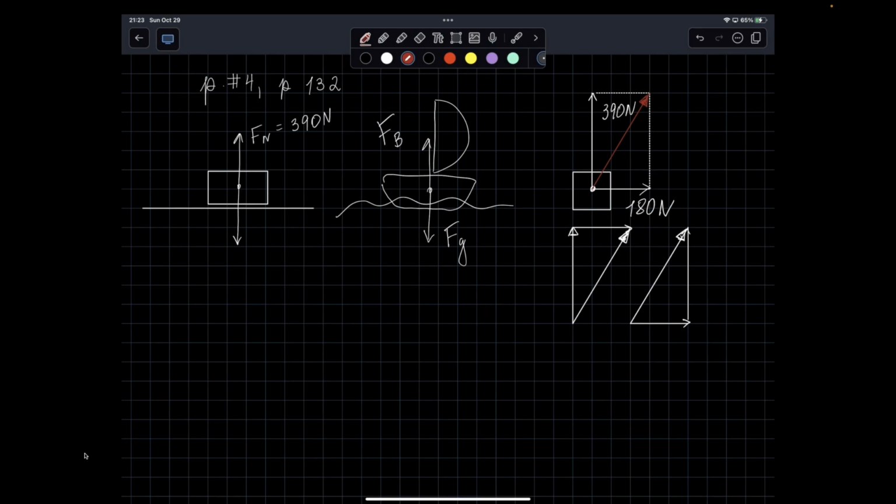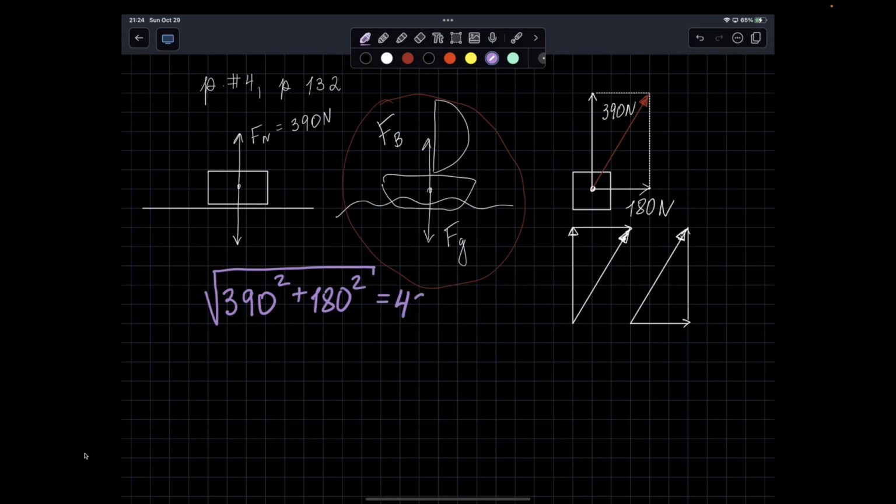The reason we cannot use this is because our forces are in the perpendicular plane, the plane that is along with the water, so we wouldn't be able to show the forces appropriately. The rest is just adding two vectors that are perpendicular to each other. Using the Pythagorean theorem, the square root of 390 squared plus 180 squared gives me 430 newtons.